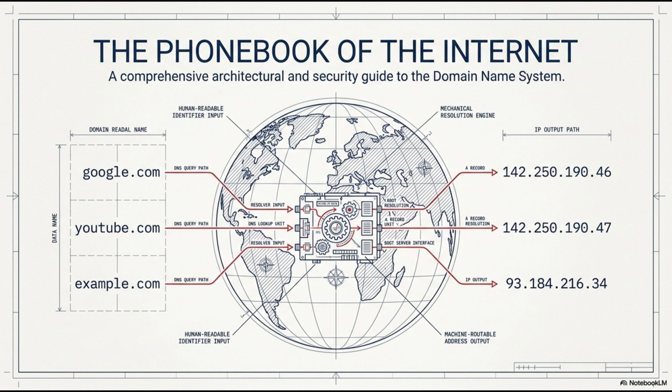DNS is often called the phonebook of the Internet. Humans prefer to remember names such as google.com or youtube.com, while computers communicate using numerical IP addresses such as 142.250.x.x. The primary purpose of DNS is to translate a human-friendly domain name into an IP address that computers can understand. Without DNS, users would need to memorize IP addresses for every website they want to visit. DNS provides the abstraction layer that makes Internet navigation simple and user-friendly.